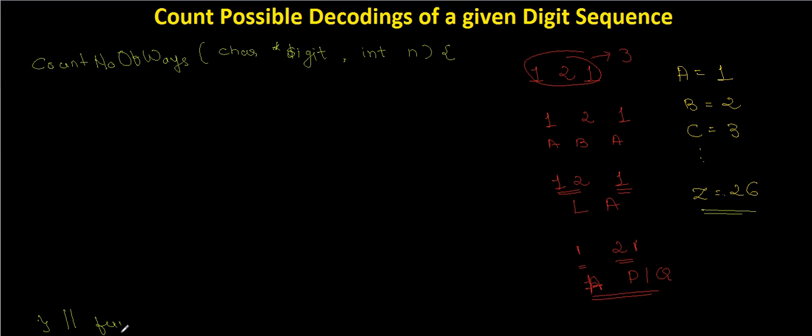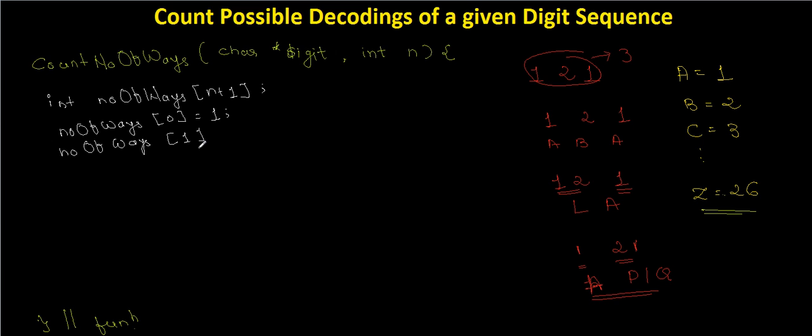So here we write the function. Let's take an integer array, number of ways, of size n plus 1. Why n plus 1? That will be revealed later. Now number of ways of 0 equals 1, and number of ways of 1, since the first digit can be encoded, we'll keep it as 1.